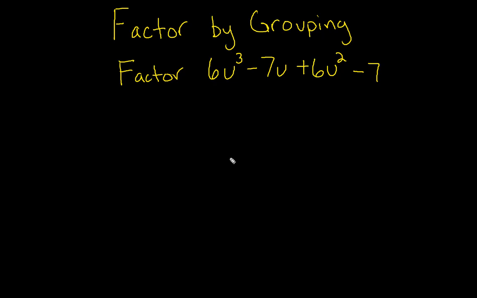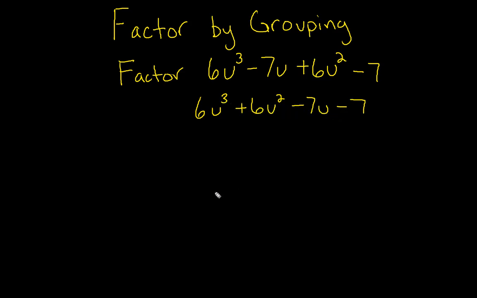So first thing we need to do is put this in order of degree. We want to make sure that we put this in standard order of the biggest degree variable to the smallest degree variable. You can see these two are out of order here. So if we switch our order up, we go 6u to the third power plus 6u to the second minus 7u minus 7. Now you can see our degrees are in descending order.